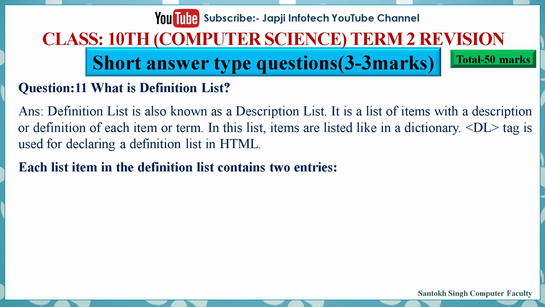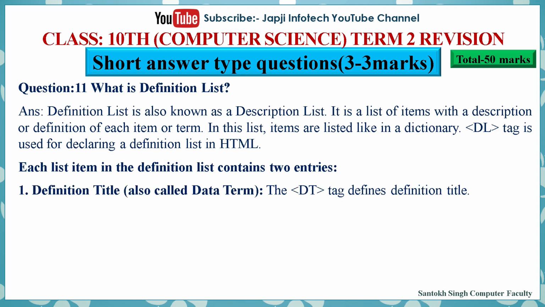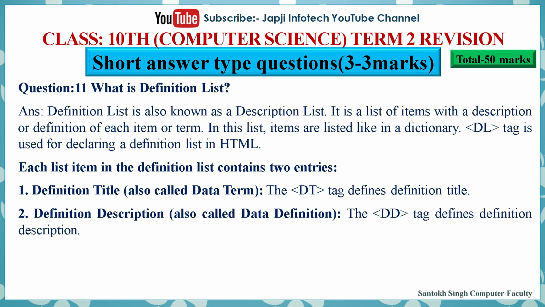Each list item in the definition list contains 2 entries. The first one is the definition title, also called data term. The DT tag defines the definition title, and the second one is the definition description, also called data definition. The DD tag defines the definition description.